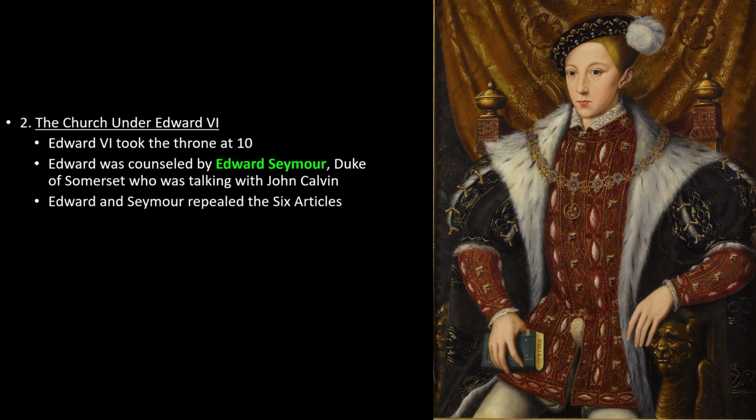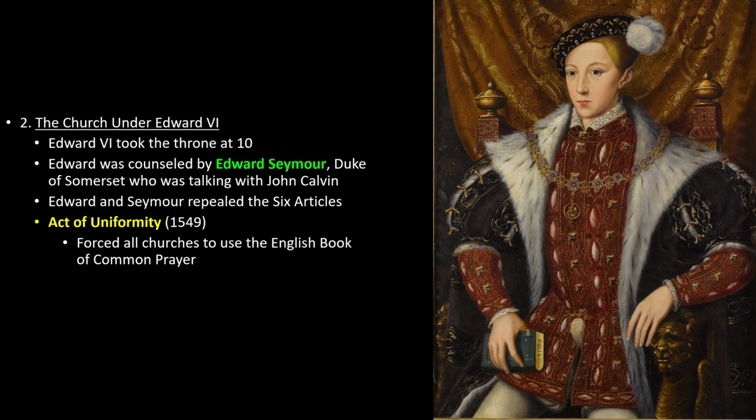Okay? So, Edward and Seymour, guys, one of the things that Seymour convinces Edward to do is repeal the 6 Articles of his father that confirmed all of these Catholic ideas. In 1549, Seymour and Edward are going to work together with Parliament and pass what's called the Act of Uniformity. Basically, this forces all churches to use an English Book of Common Prayer. Now, you might be like, what is a Book of Common Prayer?